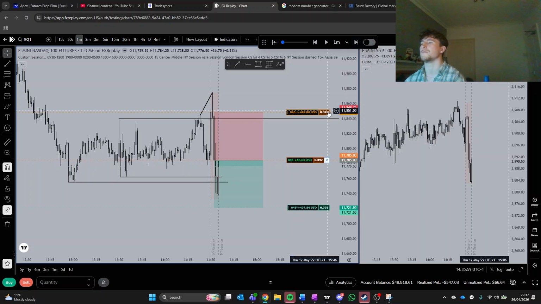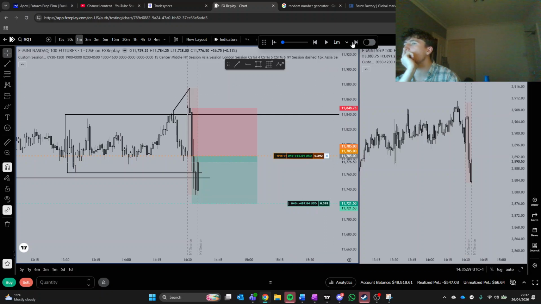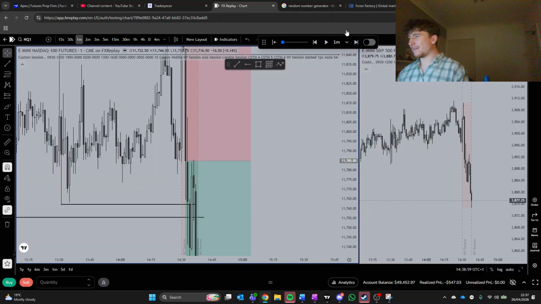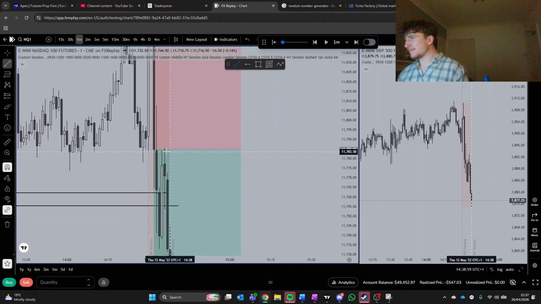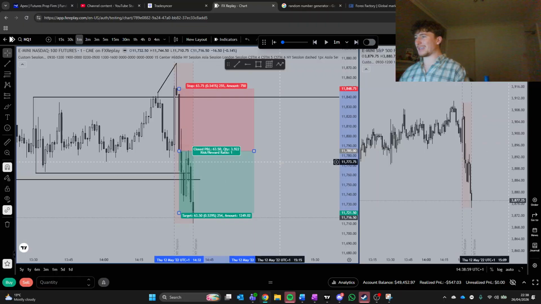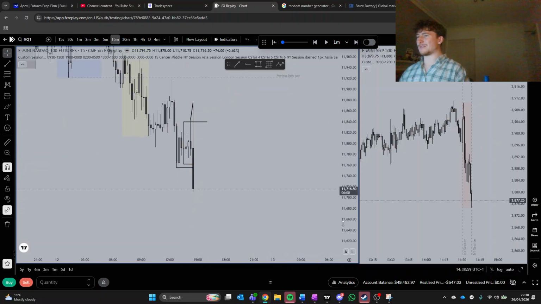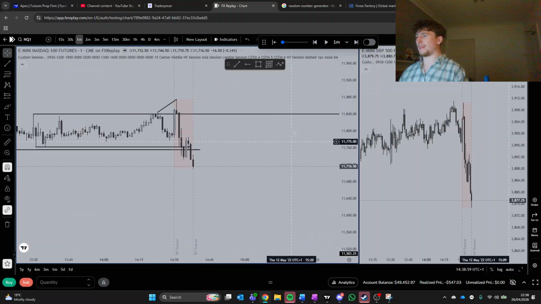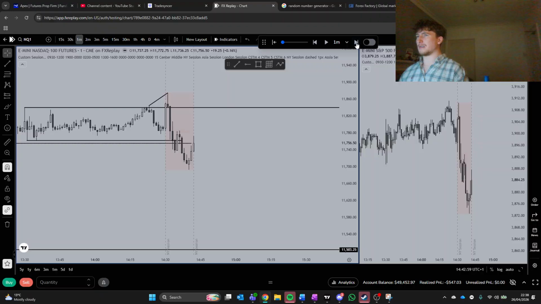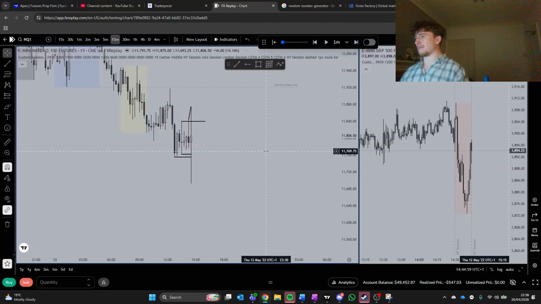Oh, so close. So close to our... no way! No way! That's gotta be some sort of bullshit. Hit break even on that. What? That's really unfortunate. But again, the liquidity is correct. I'm hoping this continues lower. We get breaker.